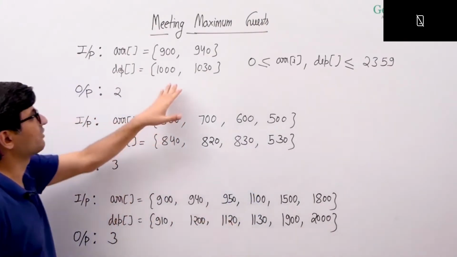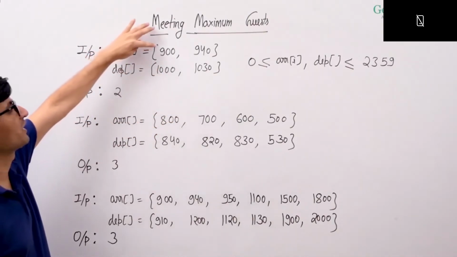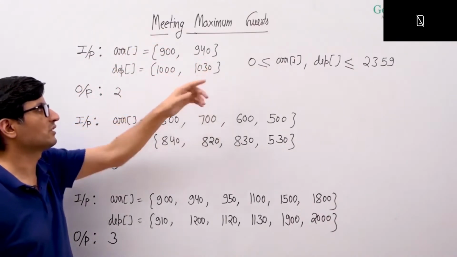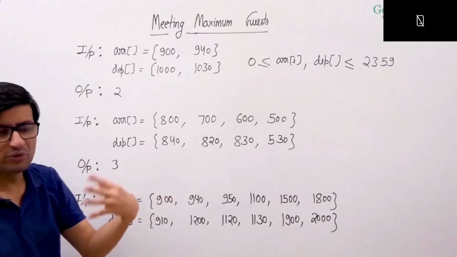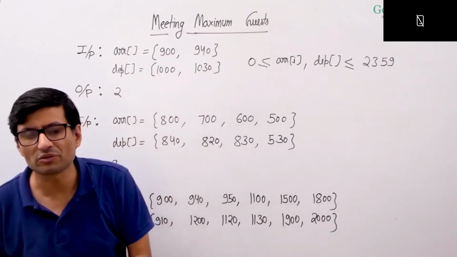Let's understand with this example. Here we have two guests apart from you coming. One guest comes at 9 o'clock and leaves at 10 o'clock. The other guest comes at 9:40 and leaves at 10:30. So if you go at the time from 9:40 to 10 o'clock, you will be able to meet both of them, right? From 9:40 to 10 o'clock.